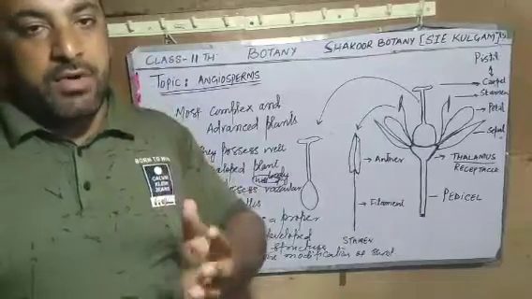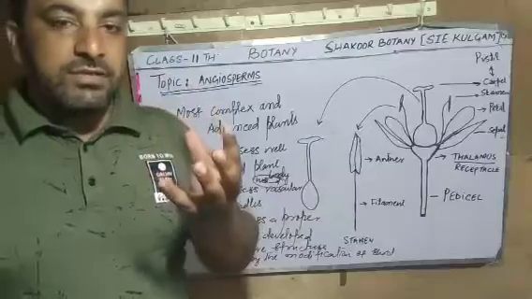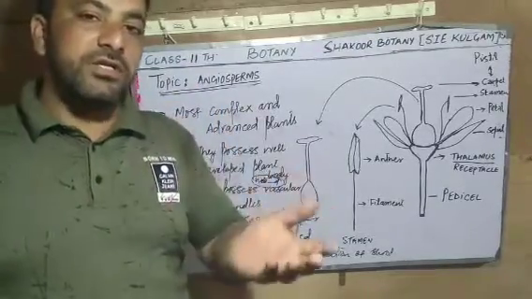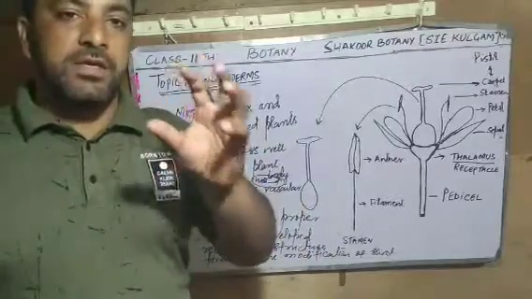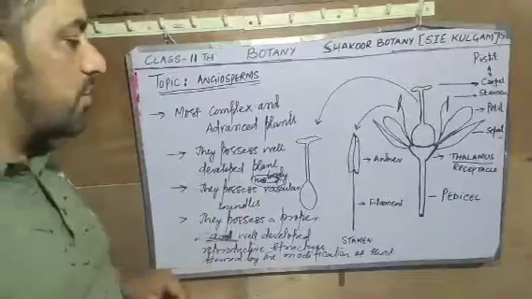Remember, this flower has developed from a shoot. It was actually a shoot, but now its functions have changed. It has now got some specialized functions to carry out the process of sexual reproduction. Now this structure is called as flower.